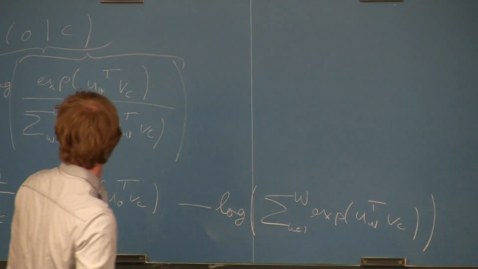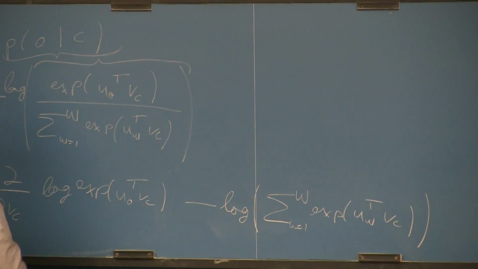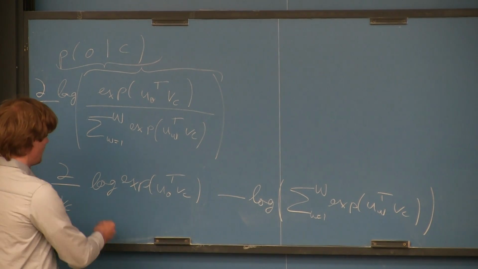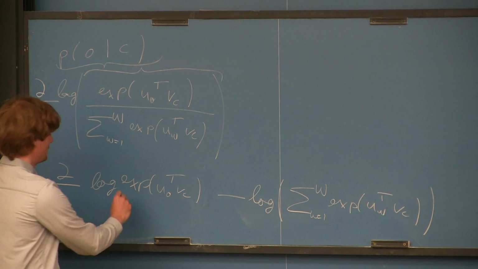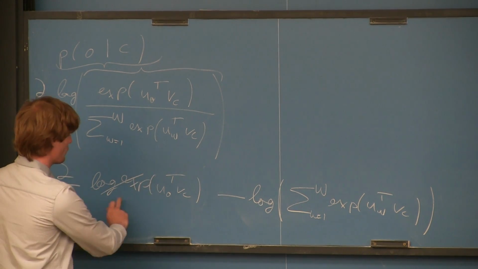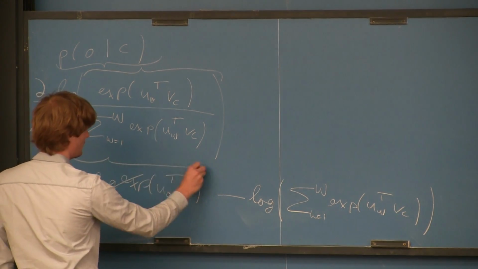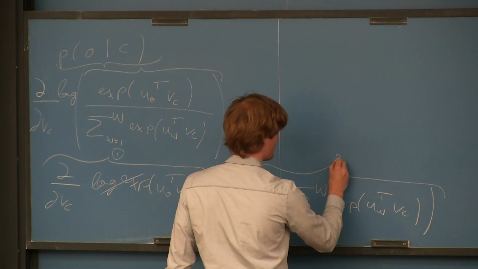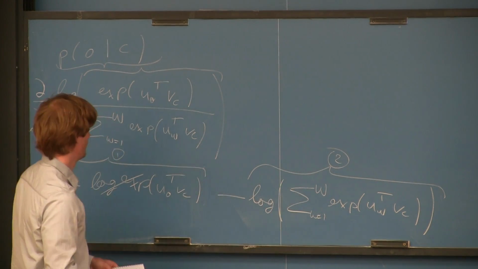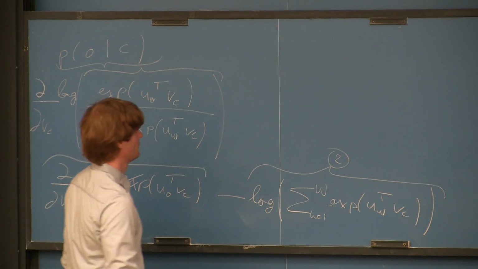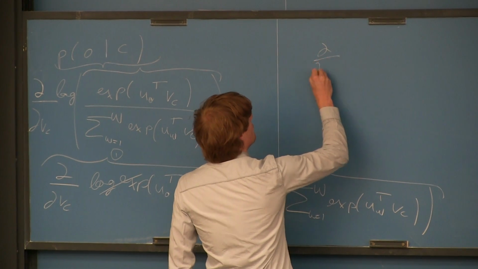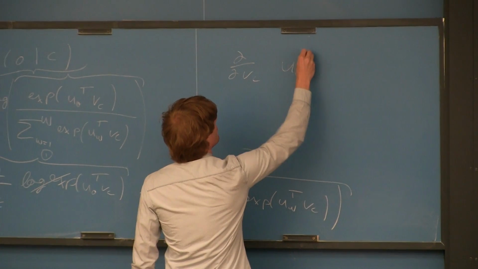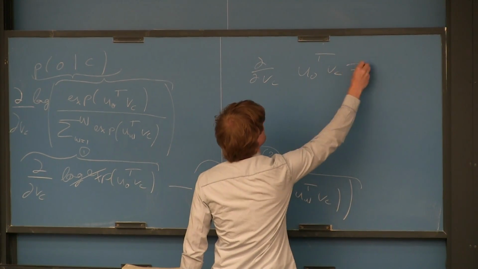All right, now we know that the derivative of a sum is the sum of the derivatives. And we also know that the log and the exponent cancel each other out. So let's define this as 1, and this here without the minus as 2. So now let's take the derivative of simply 1. And this is the lowest we can go: uo transposed vc. So what's the derivative of that?